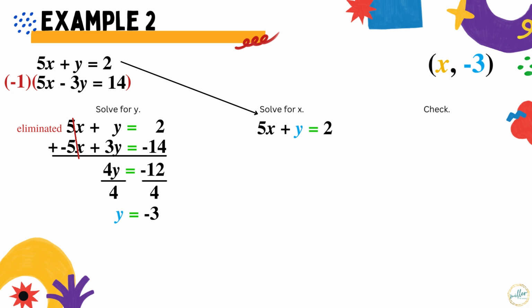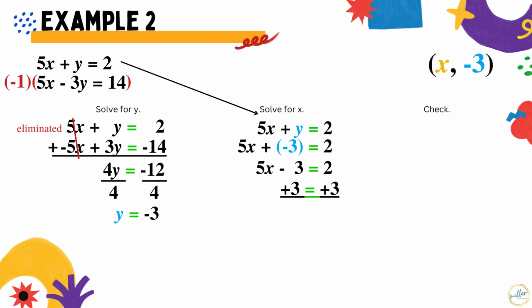Now let's use the y value that we found to find the value for x. 5x plus y equals 2 is the equation that I chose to start with. So 5x plus -3 equals 2. We can clean it up and get rid of the parentheses. We don't really have to have those. It helps us keep track of the signs.